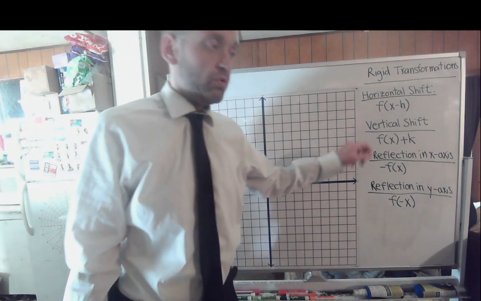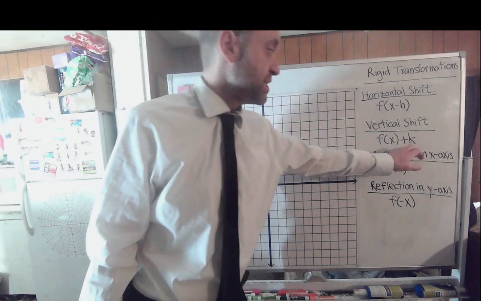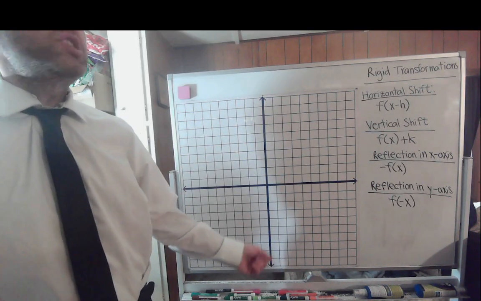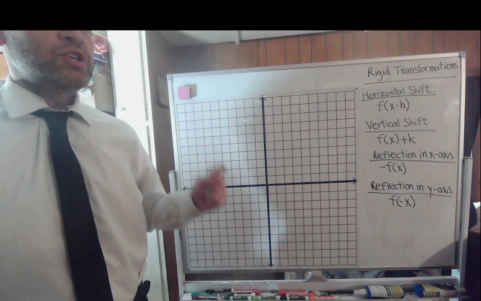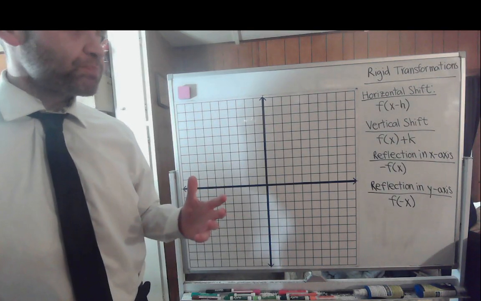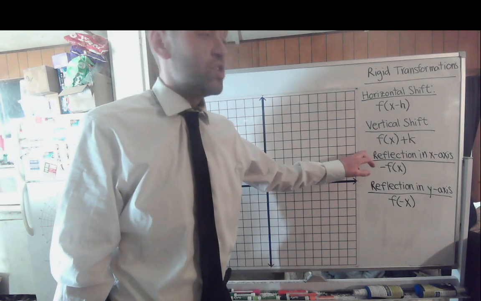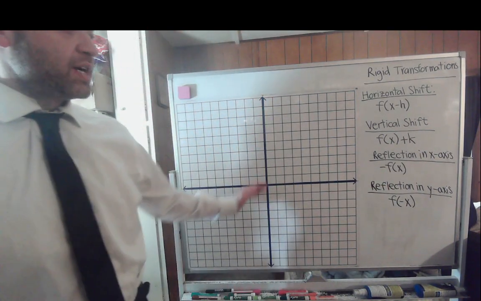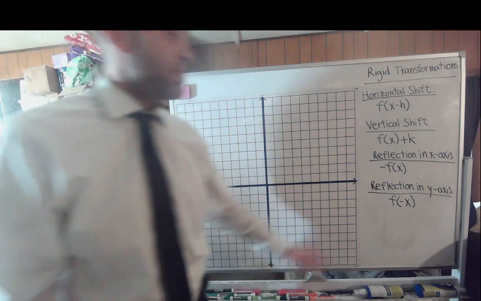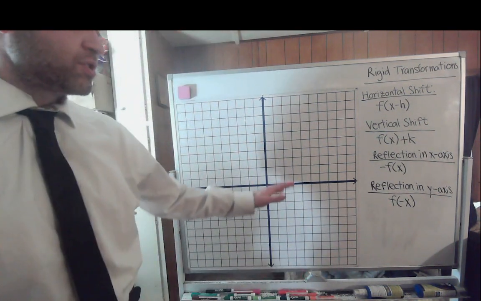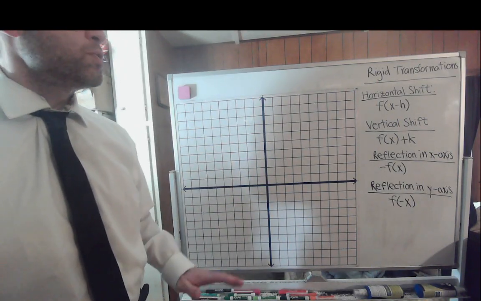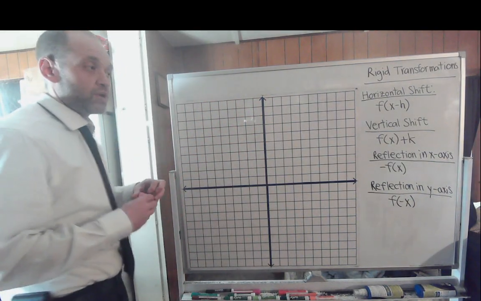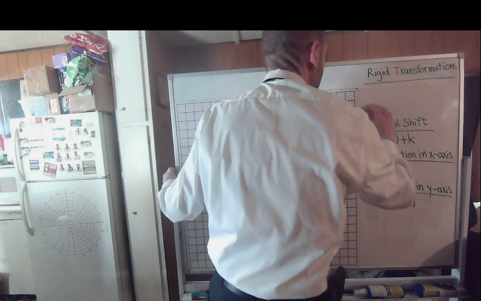And then you have vertical shifts. If you have f of x then plus k, that's a vertical shift. You shift it up or down. So again, you may shift it up or down, but you haven't changed the size of the graph. And then you have a reflection in the x-axis. If you take the negative of f of x, you reflect it in the x-axis. Then if you take f of negative x, you reflect the graph in the y-axis. So those are all examples of rigid transformations. Now we're going to talk about non-rigid transformations.